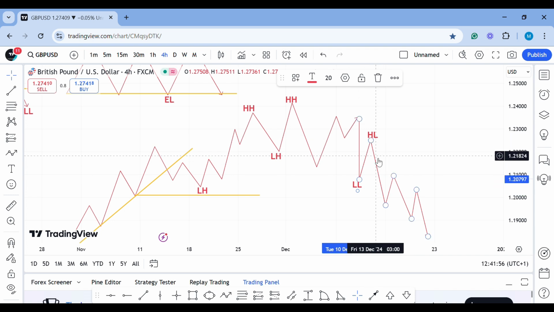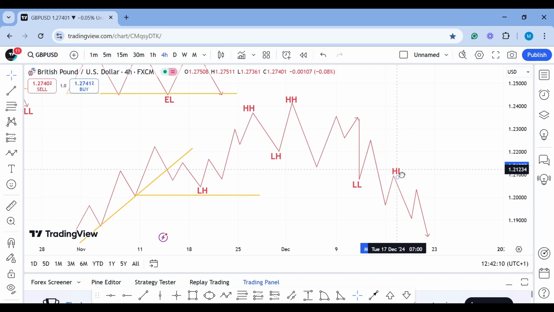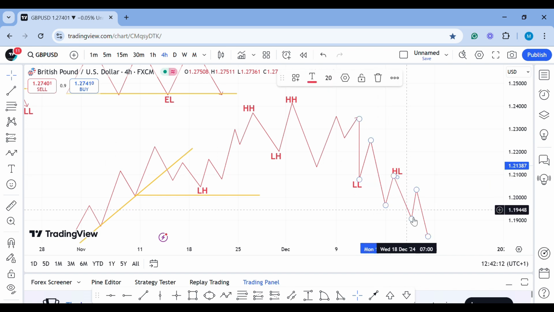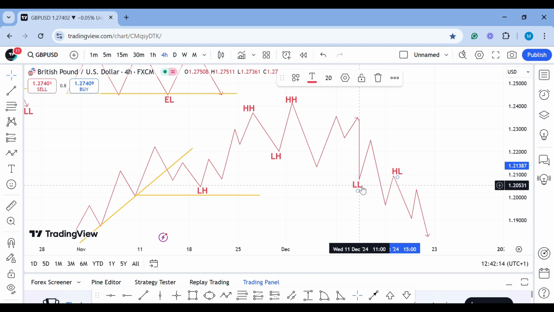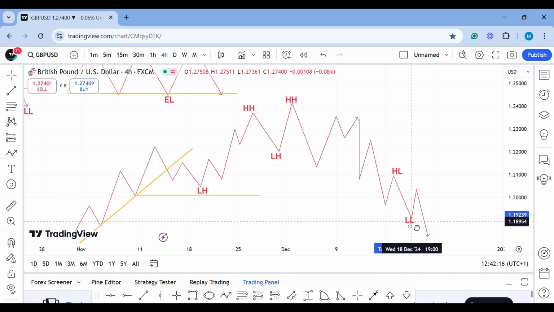And the market pushes down again to give us another lower low, before coming back in a correctional move to gain its momentum before pushing to the downside and giving us a higher low after gaining its momentum, and then pushes down in an impulsive move to create another lower high.